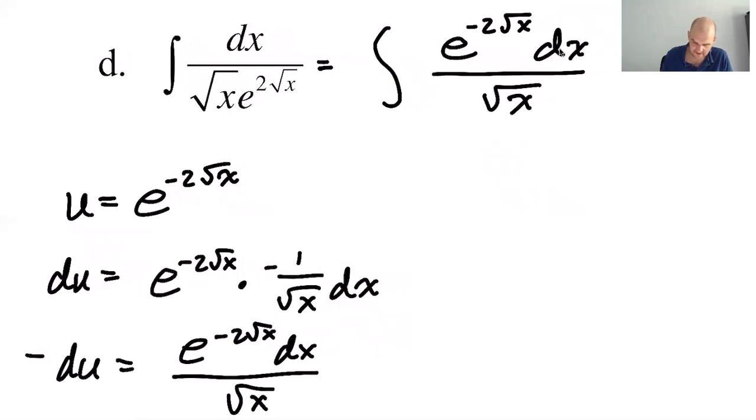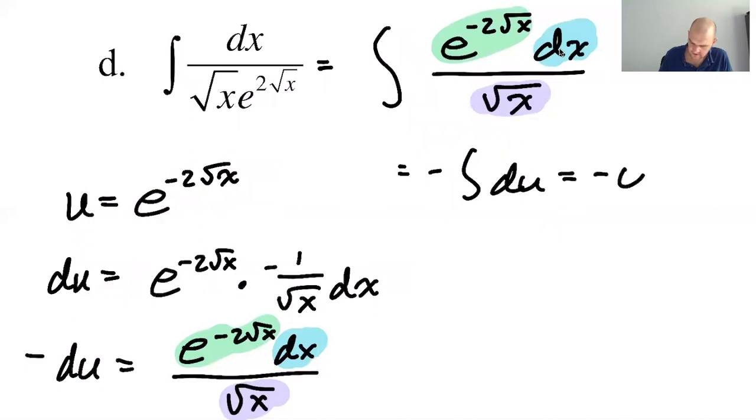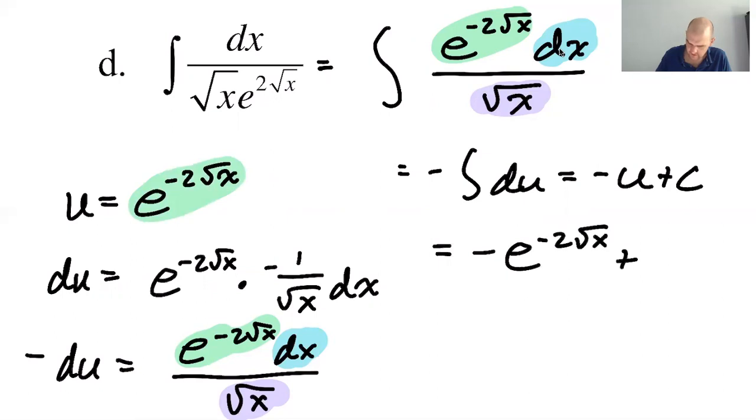Comparing them, I see this and this. There's always dx. You can't really lose dx. I mean, you could. Dx is actually really important for other techniques of integration that you're going to learn. So make sure you're writing it. So perfect. So this is just going to be the integral of negative du, which is -u plus c. And since we said u is this green thing, we're good. So -e to the -2 root x plus c.